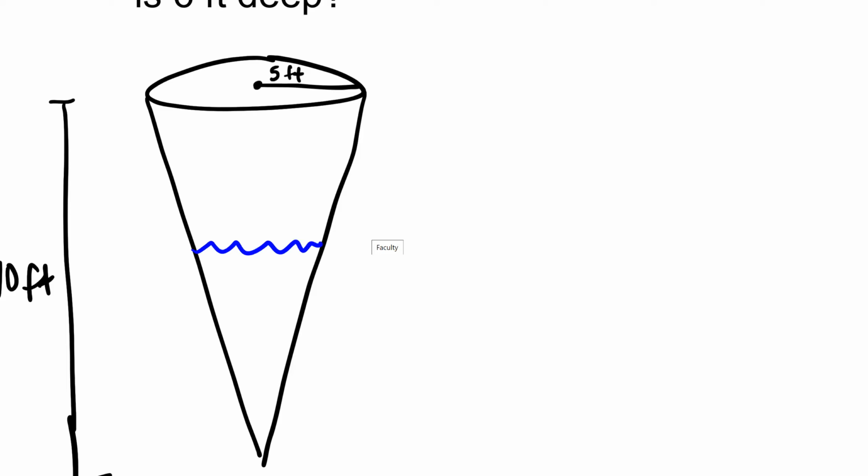Here's the water. Wonderful. Okay, so the water is running into it at a rate of 9 feet cubed per minute. The tank's points down, has a height of 10 feet and a base radius of 5. How fast is the water level rising when the water is 6 feet deep? Okay, you know what that means? This length right here is 6 feet.